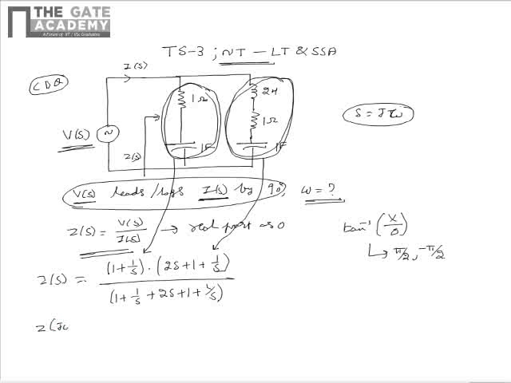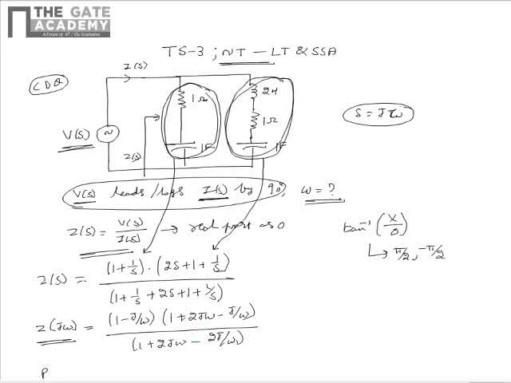Now let us substitute S is equal to J omega, upon which the above equation gets simplified as 1 minus J by omega multiplied by 1 plus 2J omega minus J by omega divided by 1 plus 2J omega minus 2J divided by omega. This is upon substituting S is equal to J omega. Now we need to find Z of J omega such that its real part is 0. Now let us try out the values of omega given in each of these options.